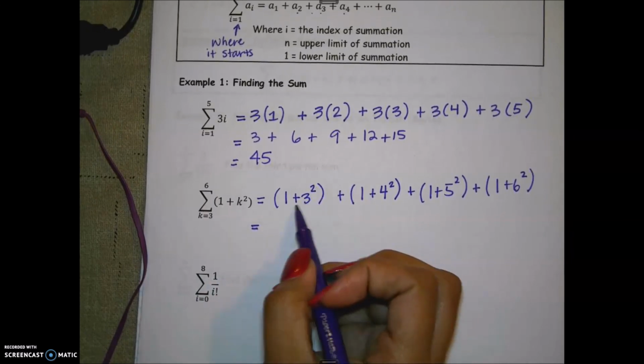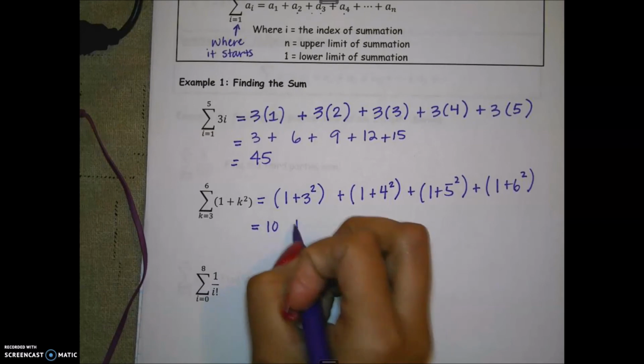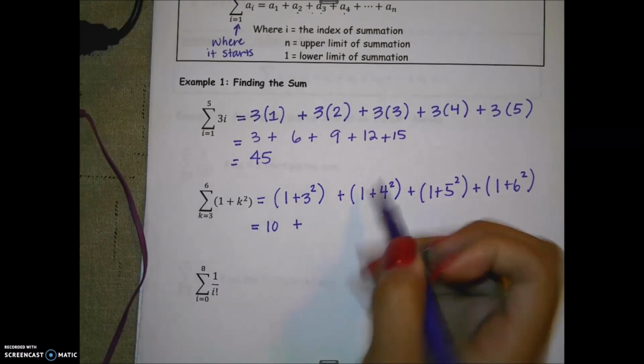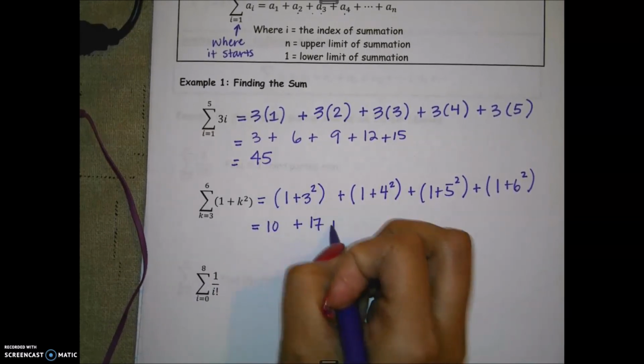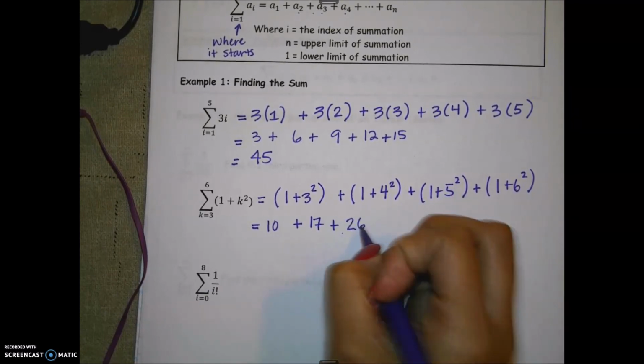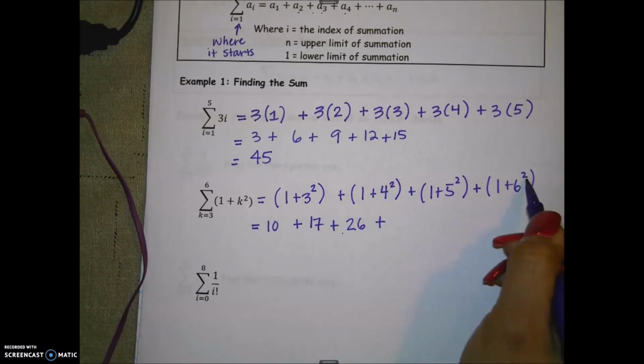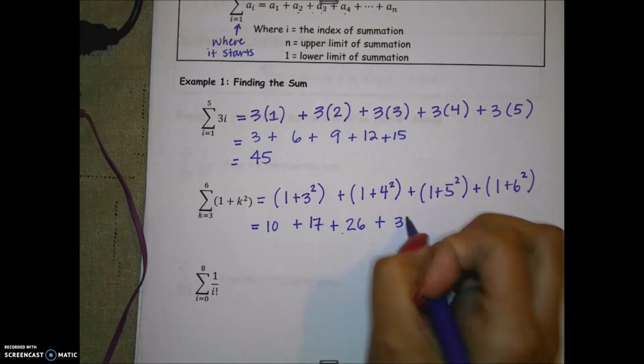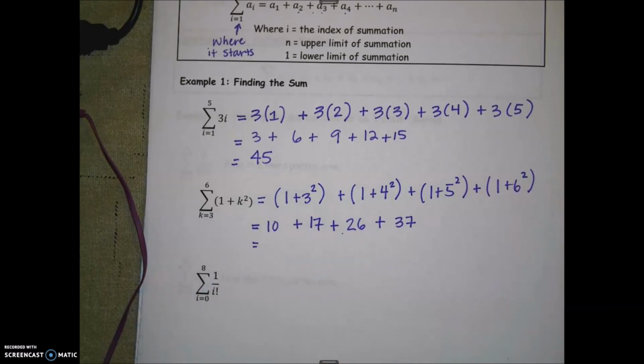3 squared is 9, 9 plus 1 is 10. Plus 4 squared is 16, plus 1 is 17. Plus 5 squared is 25, plus 1 is 26. Plus 6 squared is 36, plus 1 is 37. And now I want to add 10 plus 17 plus 26 plus 37. And that gives us 90.